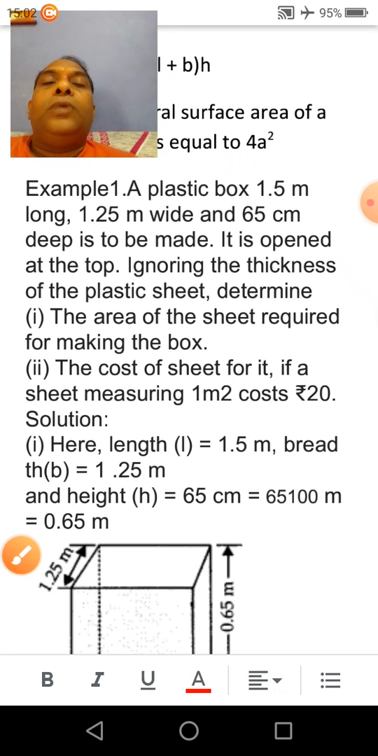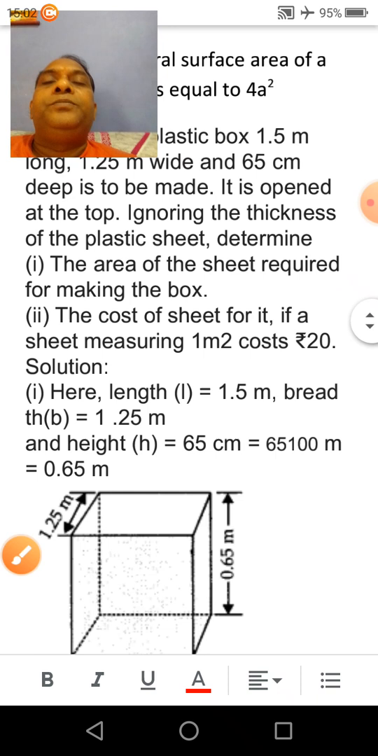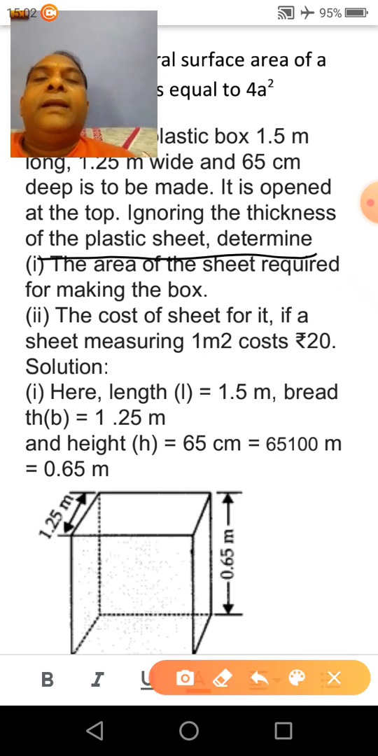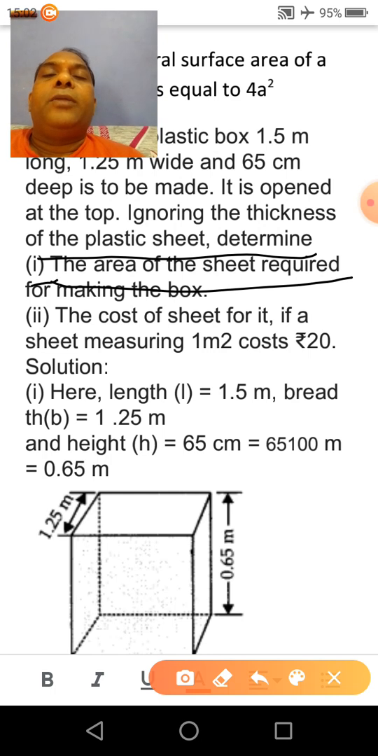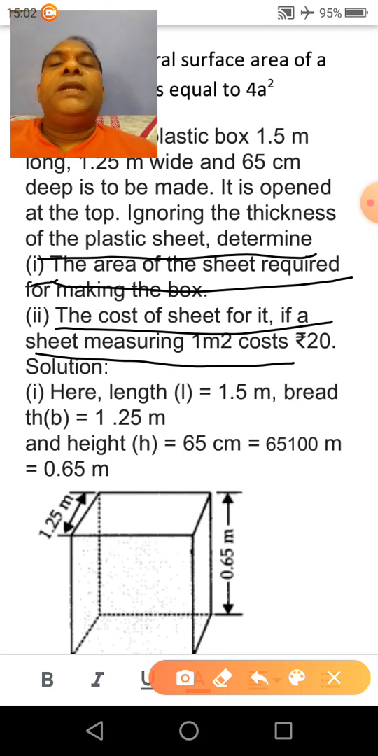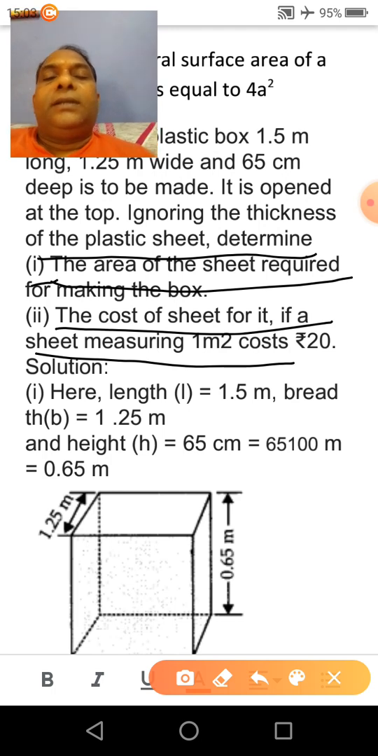So in this question we have to find, ignoring the thickness of the plastic sheet, determine first the area of the sheet required for making the box and cost of the sheet for it. If the sheet measuring 1 meter square costs rupees 20. Cost of 1 meter square sheet is given rupees 20, and you have to find cost of the sheet for it. Clear?